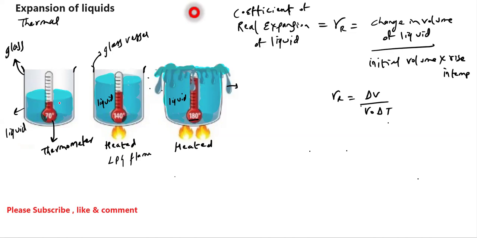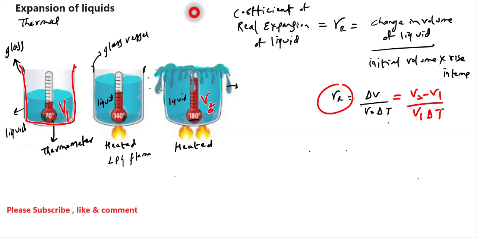For change in volume, with initial volume V1 and final volume V2, we can write it as V2 minus V1 by V1 into delta T, and we can measure gamma. What is the difficulty we face here? We cannot heat only the liquid. Definitely we need a vessel, because I have to fill the liquid in a vessel. When we supply heat, the vessel also will expand. Then the liquid starts expanding.